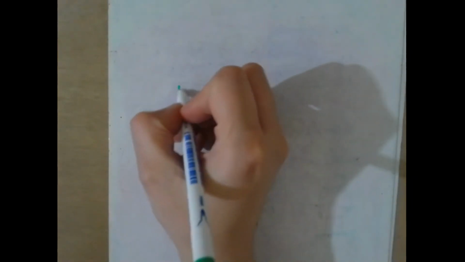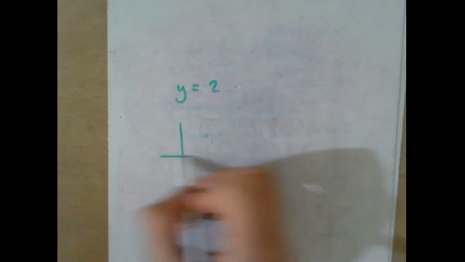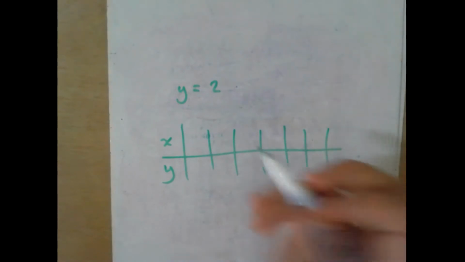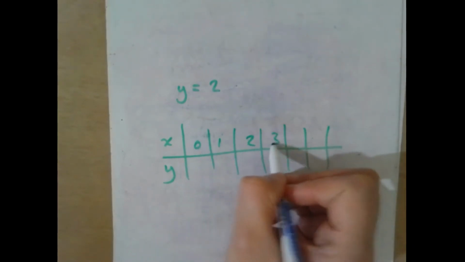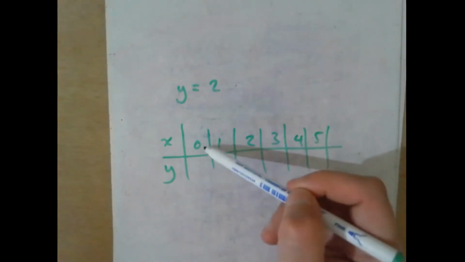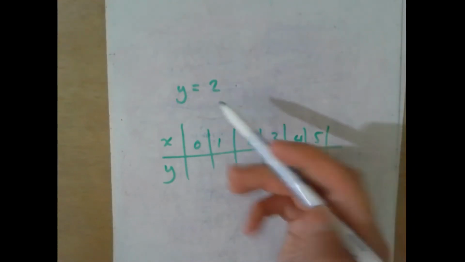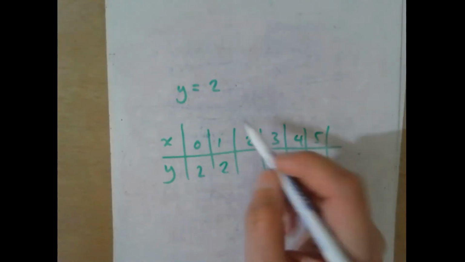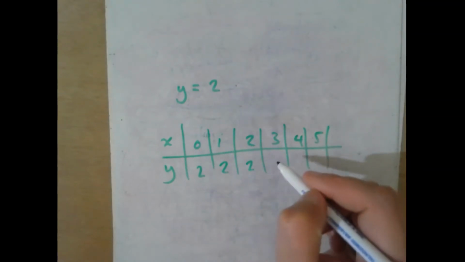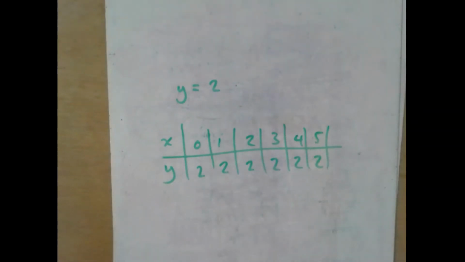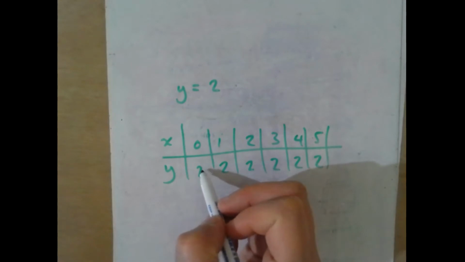Okay, so if I wanted y equals 2, I've got my x and I've got my y. So regardless of what this is, 0, 1, 2, 3, 4, 5, whatever, y equals 2. If x equals 0, what does y equal? 2. If x equals 1, what does y equal? 2. If x equals 2, what does y equal? I have a feeling you might understand. From this, you should be able to get your coordinates. There's my x coordinate, that's my y coordinate.